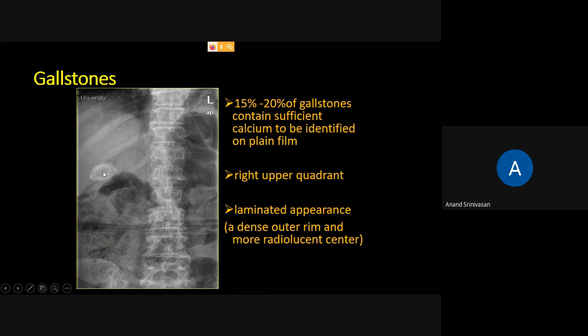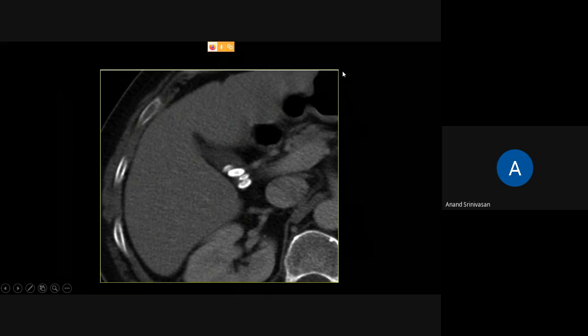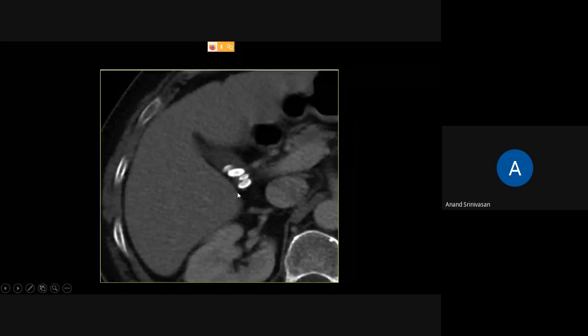So here this is a gallstone. This is a CT picture. Here you can see the liver, gallbladder, and the stones. The stones are more clearly visualized in a CT scan.